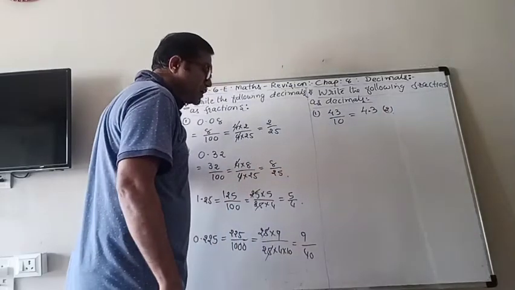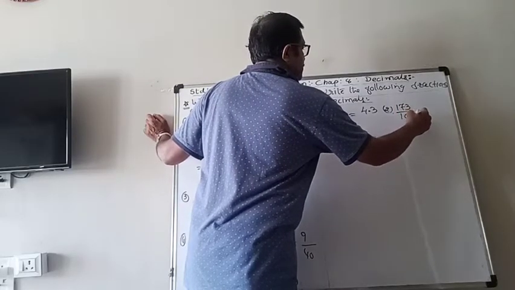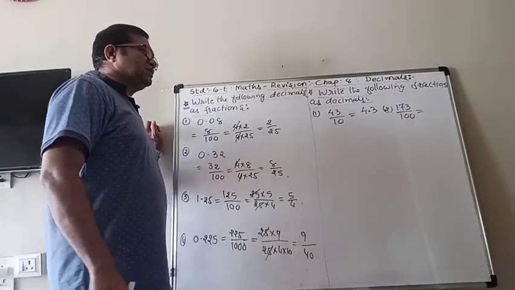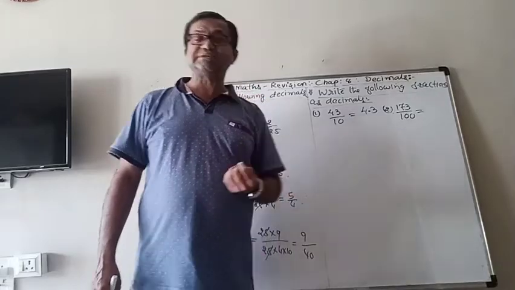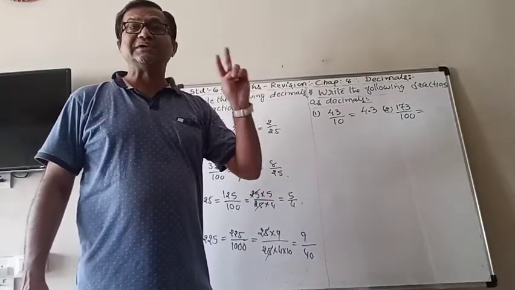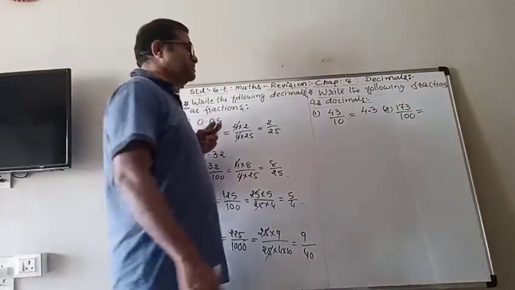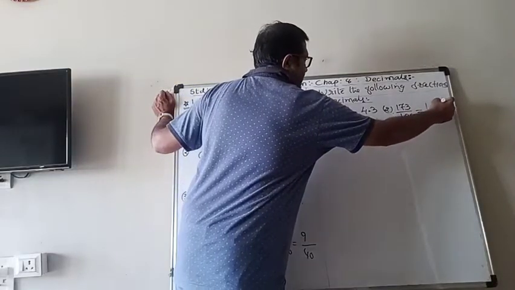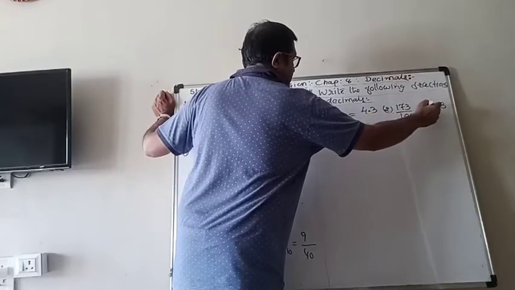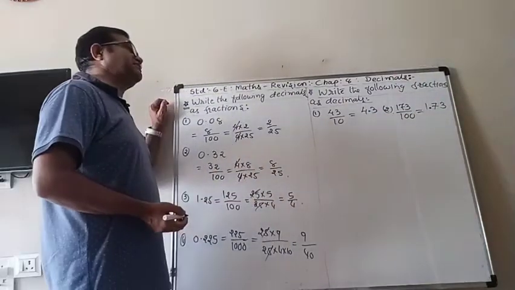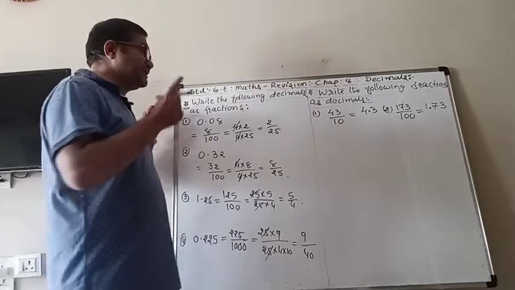Second one, 173/100. Now here in the denominator there are two zeros. It means that in the decimal there must be two decimal places, meaning after the decimal point there must be two digits. So if you write 173, leave two digits from the right, 7 and 3, and then put the decimal point. So 173/100 can be written as 1.73.